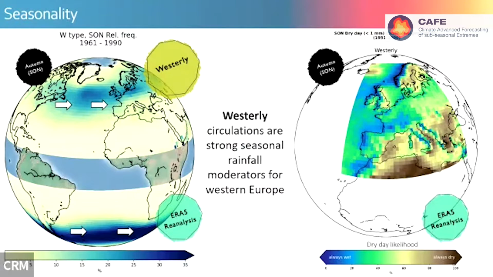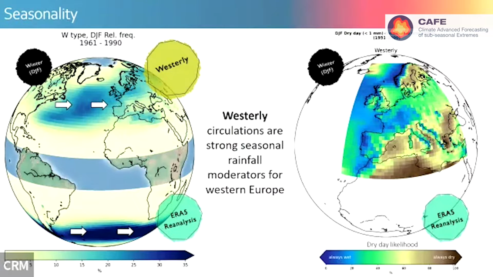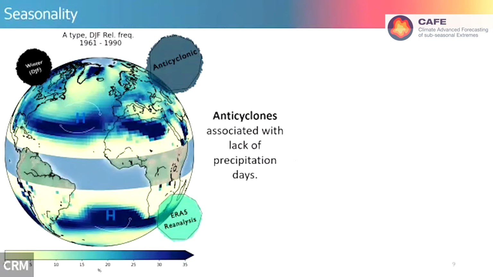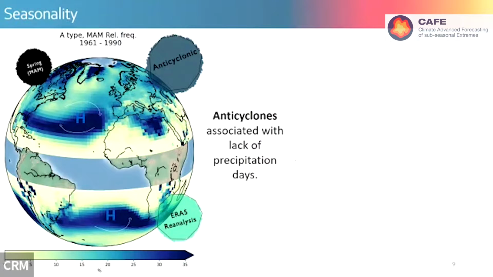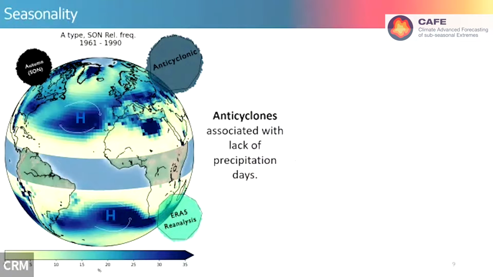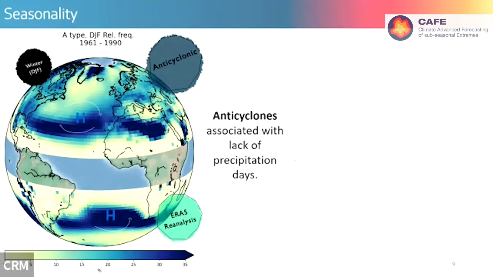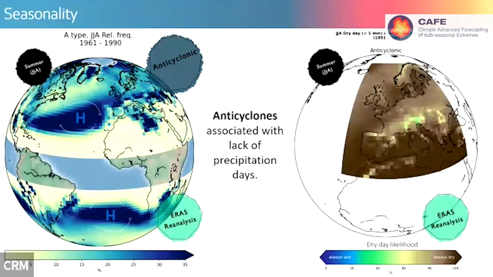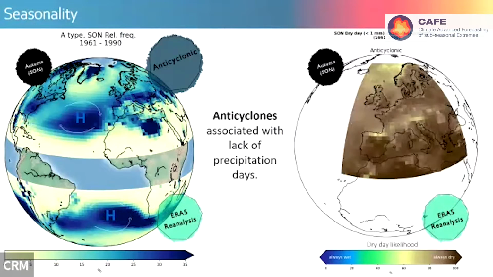Usually sometimes even responsible for 20–30% of the precipitation that we observe over these regions. And the other pattern that is also well known is the anticyclonic. So this would stand for the anticyclonic centers, which is how we derive them. And as we said before, these are usually not related to precipitation. And we can prove that by looking at this dry day likelihood map.